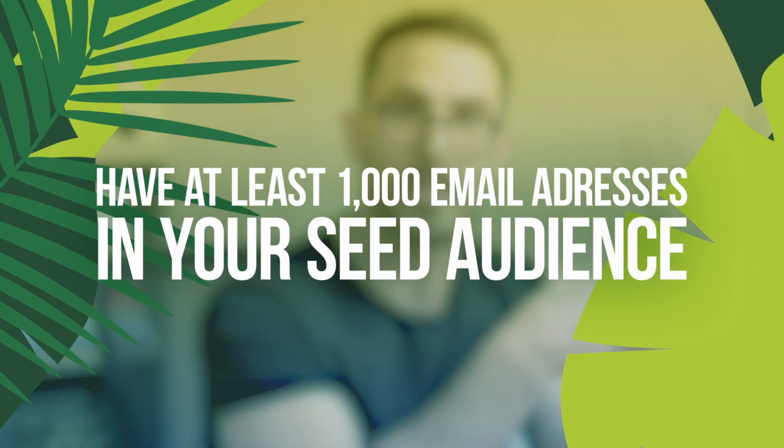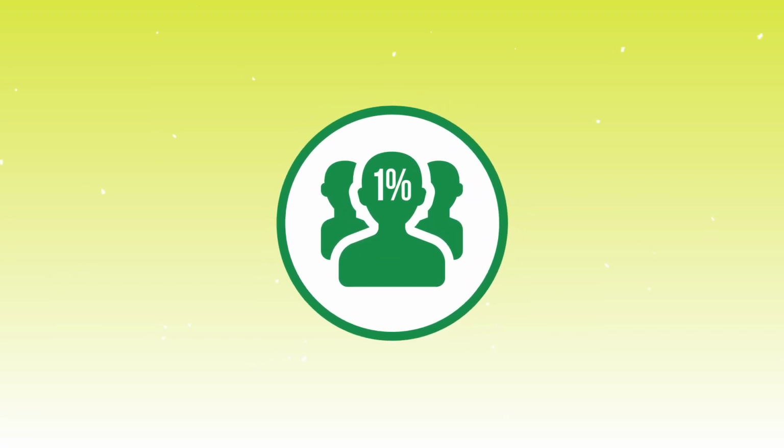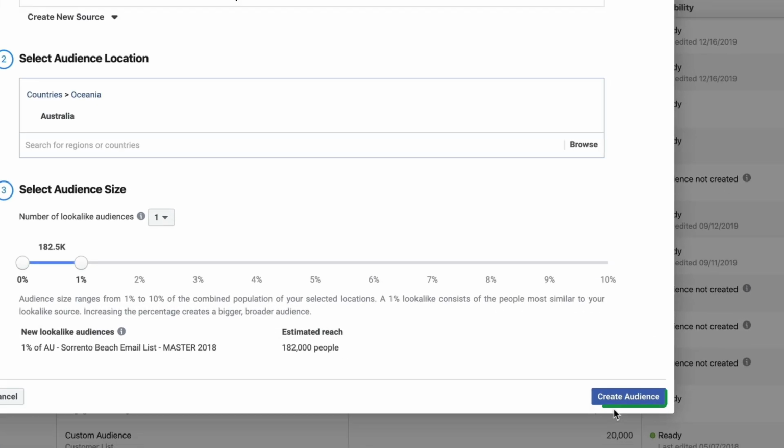Best rule of thumb is you want to have at least 1,000 emails in your original seed audience list before you go and create a lookalike audience. The more data that you can give Facebook, the better. If you have a lookalike audience of 1%, that's going to be more relevant than a lookalike audience of 1 to 2%. So for the purposes of this example, it's just gonna be a 1% lookalike audience. You're gonna go through and just click the Create Audience button.